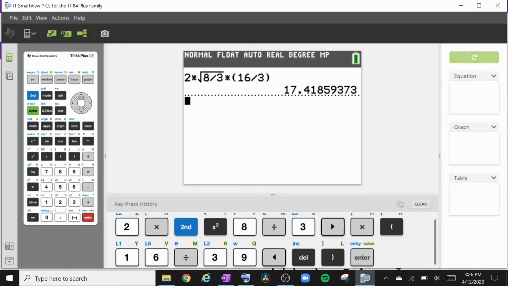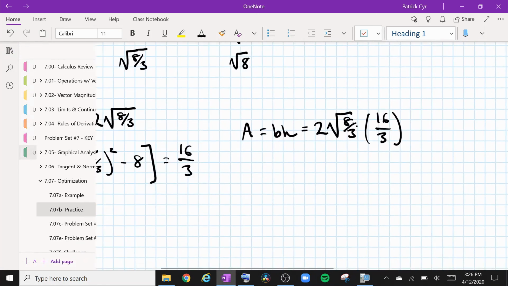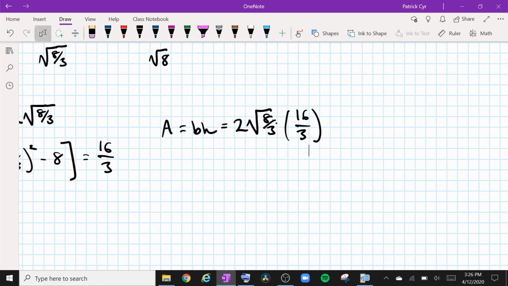And so we get 17.418. Let's round it up to 17.419. So that's going to be the maximum possible area. 17.419. I'll draw it in purple.